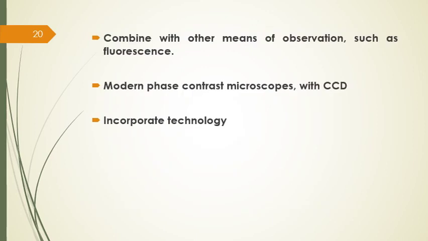We can also use phase contrast microscopy with other means of observation, such as fluorescence. In the modern phase contrast microscope, we use camera or computer devices that can capture photos and video images also. So in addition, advances to the phase contrast microscope are exceptional. Actually, those that incorporate this technology enable a scientist to enhance minute internal structures of a particle and can even detect a mere small number of protein molecules also.